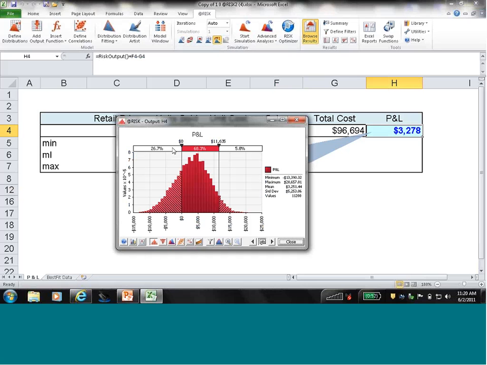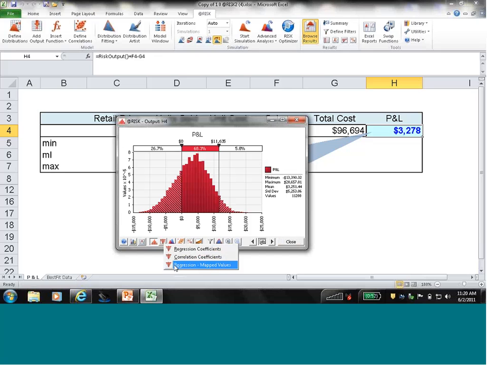So maybe we decide that, and I know this is not a very good project for us, but before it looked like $11,000 was going to be our profit. So definitely a lot more information from that single point estimate. That might have just been our best case scenario.